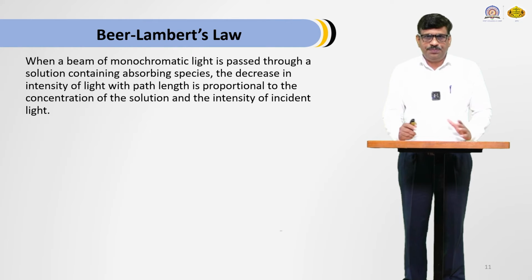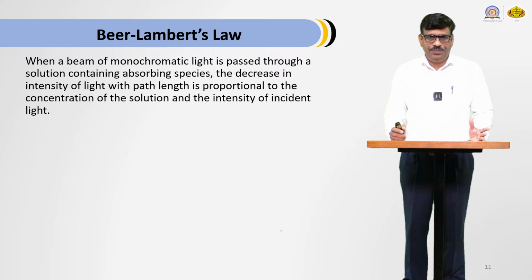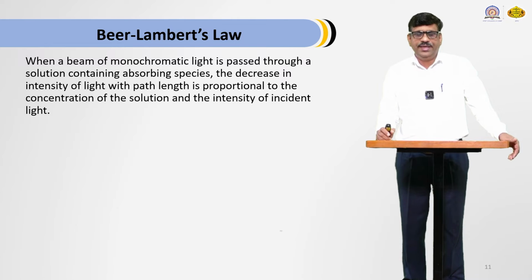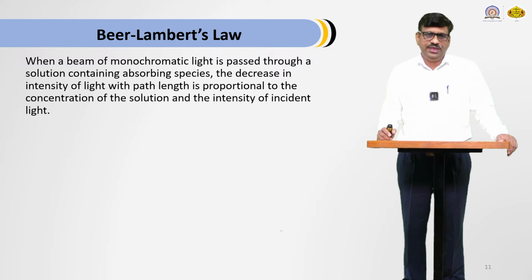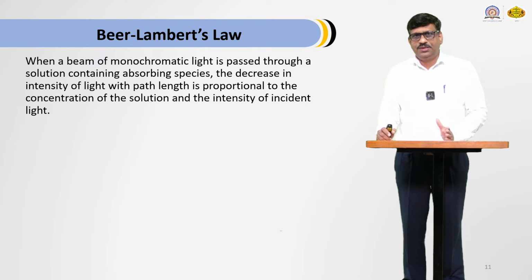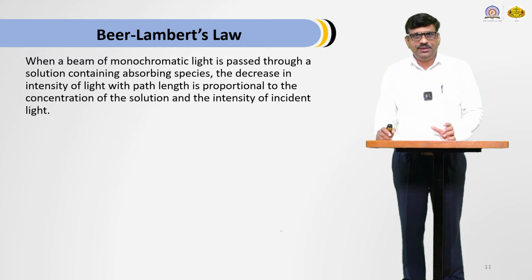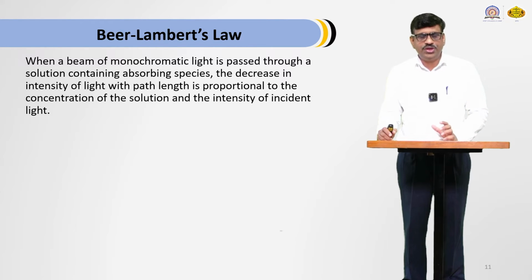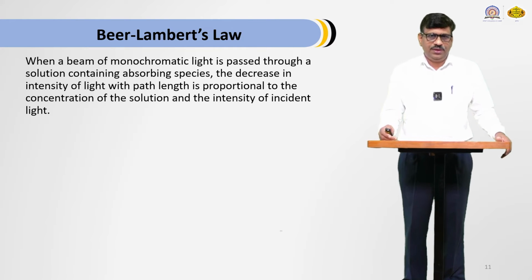According to Lambert-Beer law, both of these laws are combined, and it is stated like this: when a beam of monochromatic light is passed through a solution containing absorbing species, the decrease in intensity of light with path length is proportional to the concentration of the solution and the intensity of incident light. Hence, decrease in intensity depends on the path length of the light as well as the concentration of the solution, and this is called Beer-Lambert law.